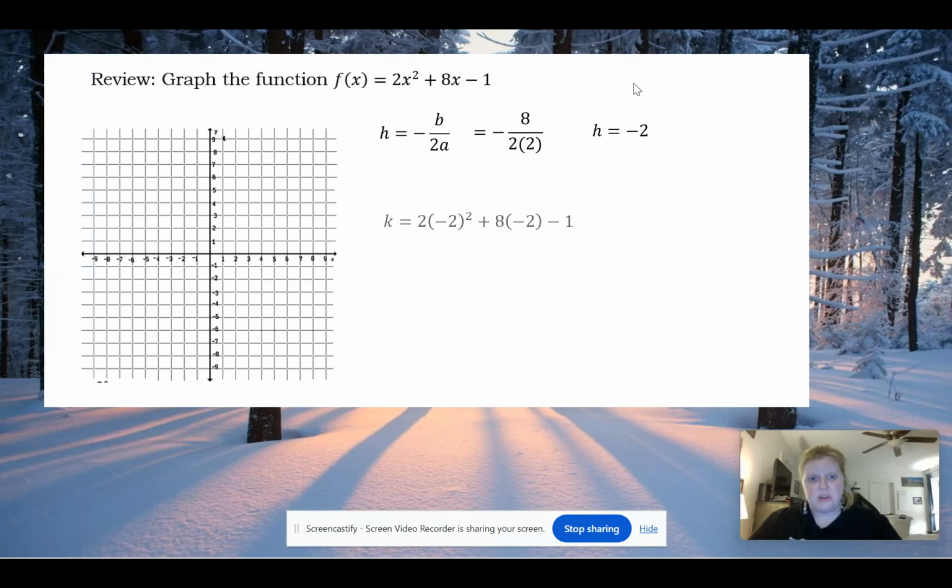Once you have h, you're going to put that -2 in x's spot, and then you're going to simplify and get your k value. So now I know that my vertex is (-2, -9). So I'm going to go ahead and graph that. And then from there we would use our counting pattern, and since there's a 2 in front, our counting pattern is going to double. So instead of 1, 1, it's 1, 2, and then 2, 4 is now 2, 8. And then I do have enough that I could do 3, 18. 3, 9 is now 3, 18. And that's how you get your nice pretty parabola.